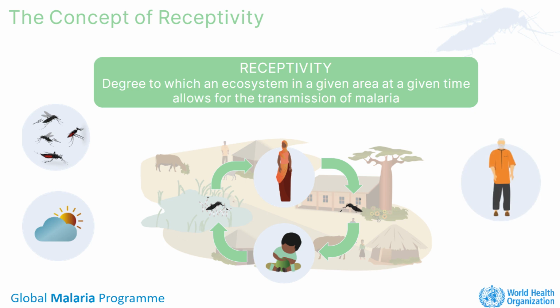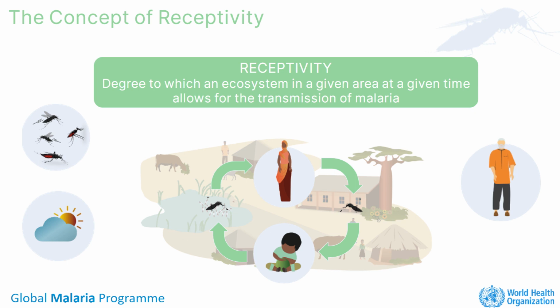Receptivity will also increase as population immunity declines, with decreasing transmission. If there are fewer people with partial immunity to malaria, they will be more likely to infect mosquitoes, that is, no transmission blocking immunity, and more likely to acquire infection when bitten by an infective mosquito.